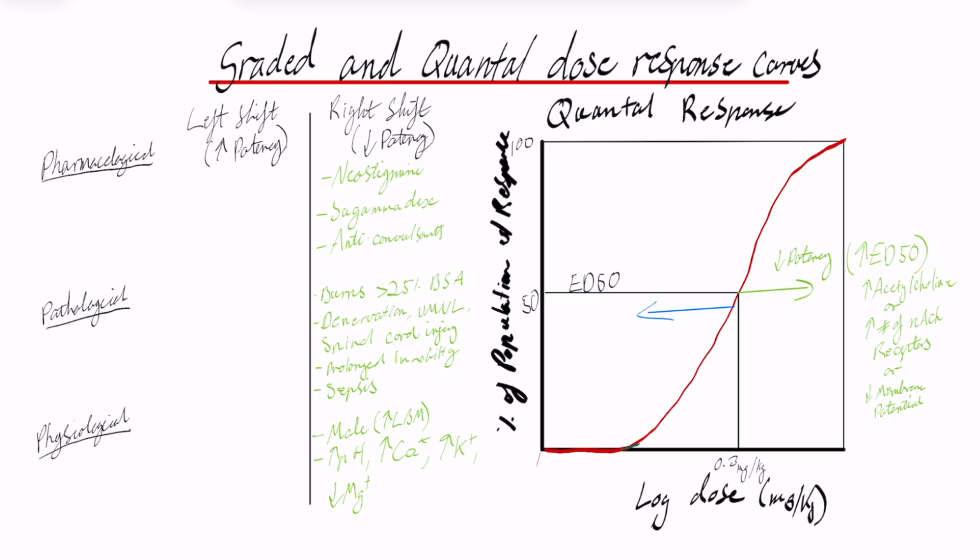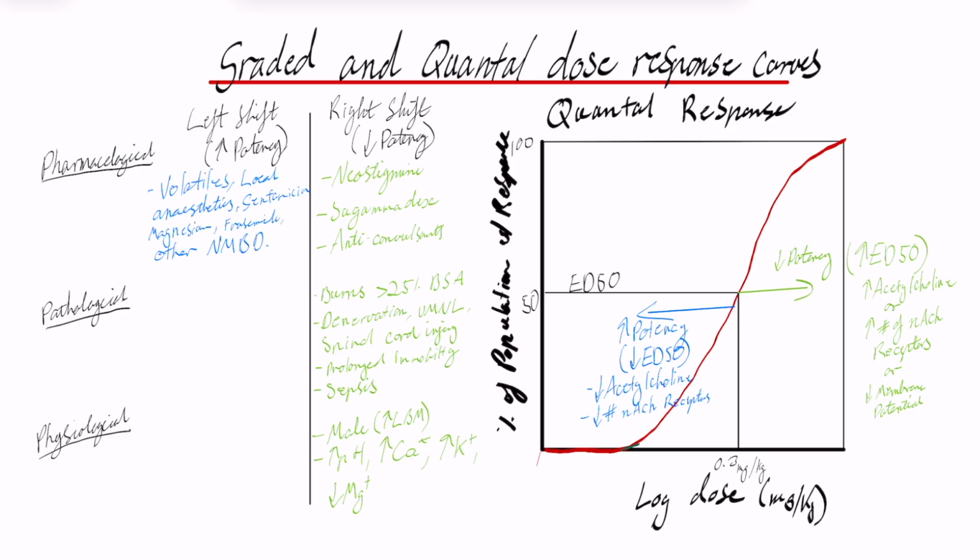And then when we talk about factors that increase potency or left shift our Quantal dose response curves, these are things that decrease acetylcholine or decrease the number of receptors in the neuromuscular junction. Pharmacological factors are things like volatile anesthetics, local anesthetics, gentamicin, magnesium, furosemide, and other neuromuscular blocking drugs, which I actually go into detail and explain in my neuromuscular junction video, which I've linked before in the video and also down in the description as well. Essentially, they antagonize the release of acetylcholine at the neuromuscular junction.